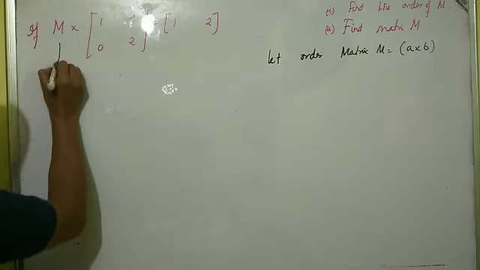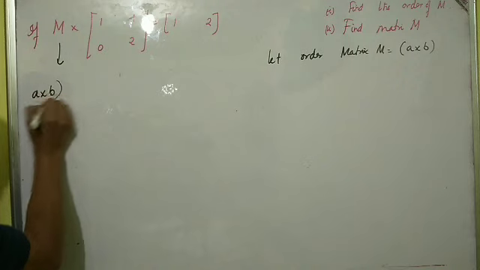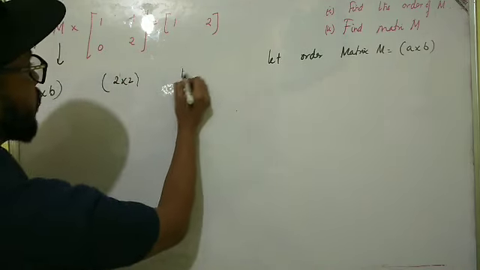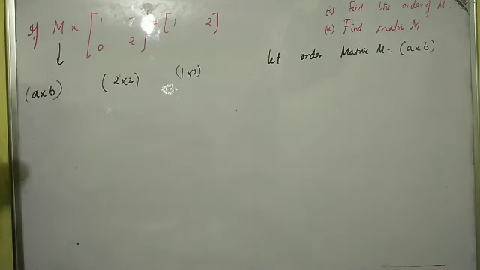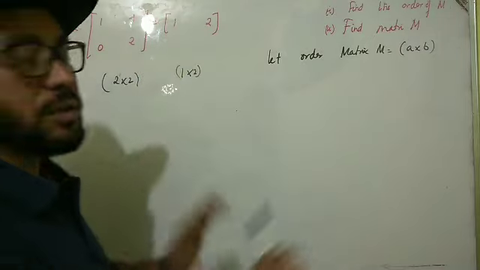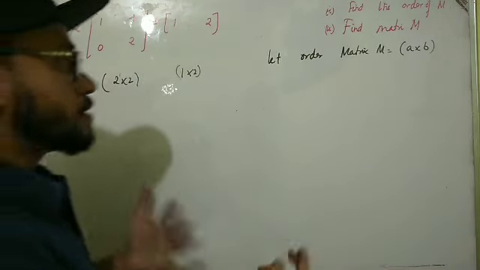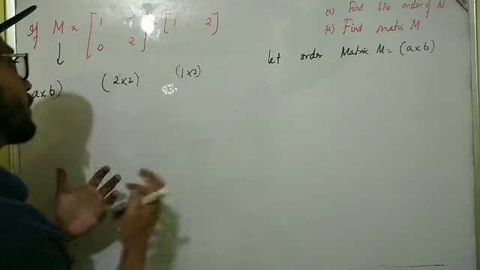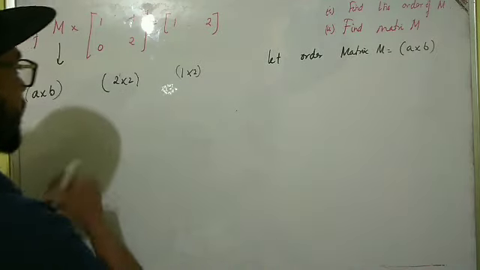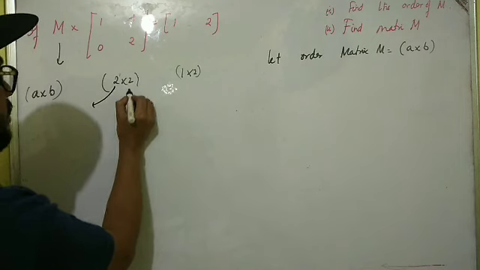Alright, so this will be your A cross B. Now this is your 2 cross 2, then this is your 1 cross 2. Now to find the order of this matrix, we have to write the order of all the matrices given. In the last example, I told you that whatever you are finding depends upon the middle value. So here also we take the middle value. Now this is on the left hand side and this is on the right hand side.